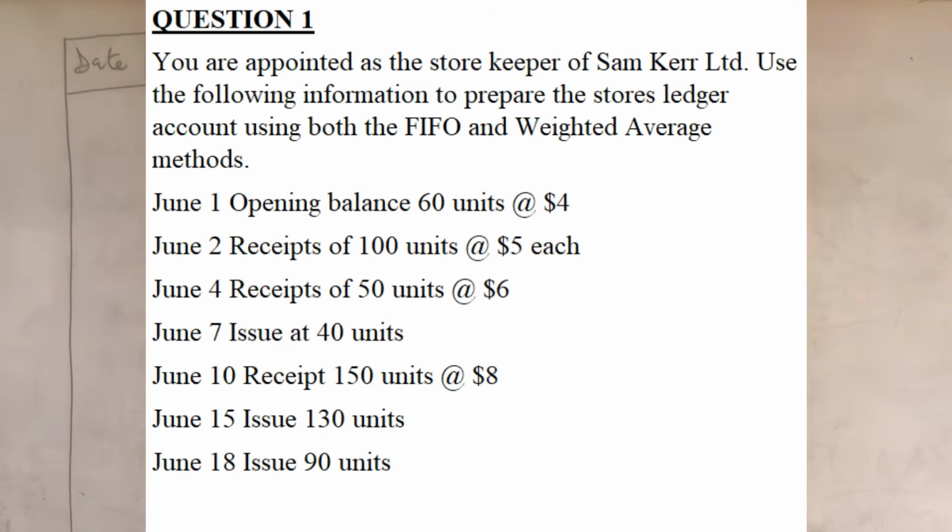And then June 4th, another receipt of 50 units at $6. Then June 7th, there was an issue of 40 units. And then June 10th, there is a receipt of 150 units at $8. June 15th, there is an issue of 130 units. And then June 18th, there is another issue of 90 units. So these are the transactions.